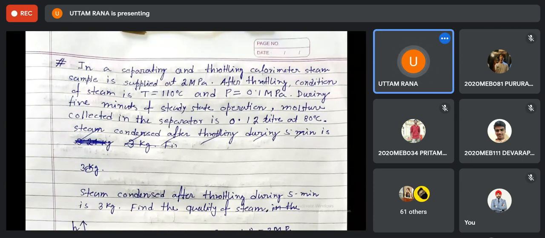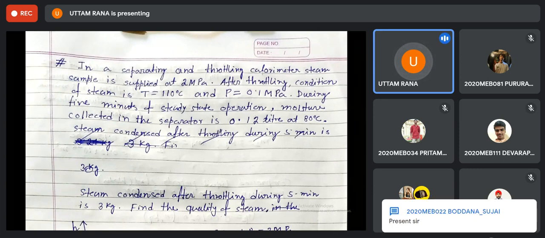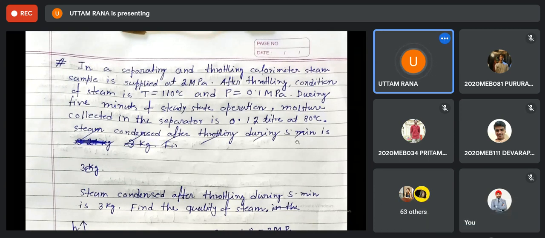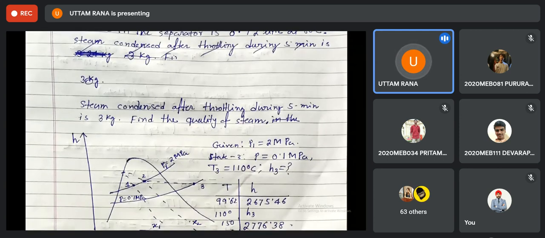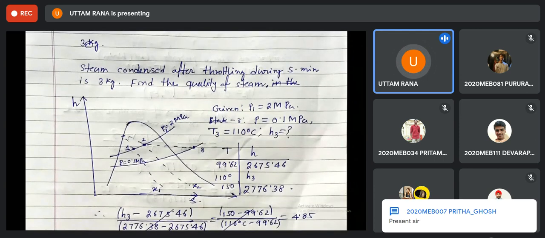This is another problem. In a separating and throttling calorimeter, a steam sample is supplied at 2 MPa pressure. After throttling, the condition of the steam is 110 degrees centigrade and pressure is 0.1 MPa. During 5 minutes of steady state operation, moisture collected in the separator is 0.12 liter at 80 degrees centigrade. Steam condensed after throttling during the 5 minute operation is 3 kg.